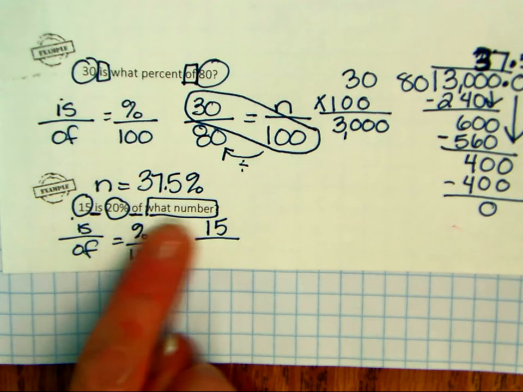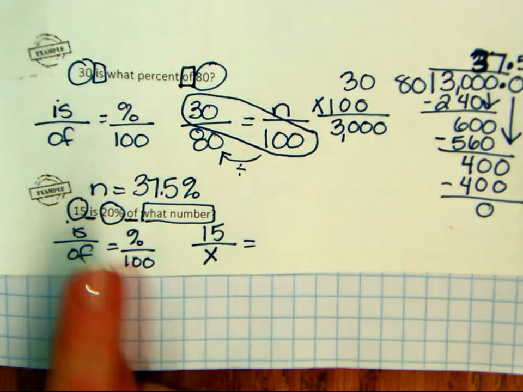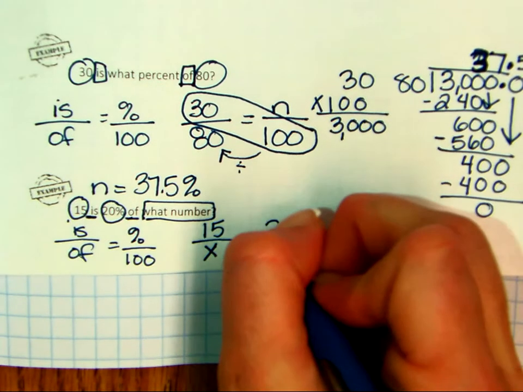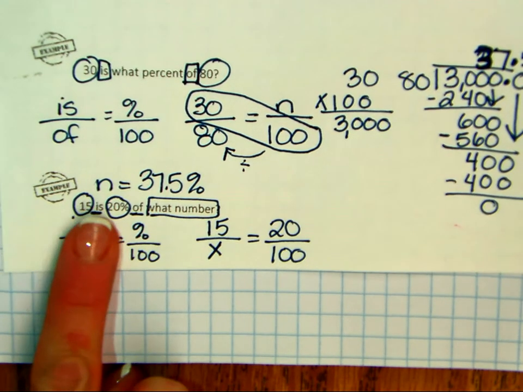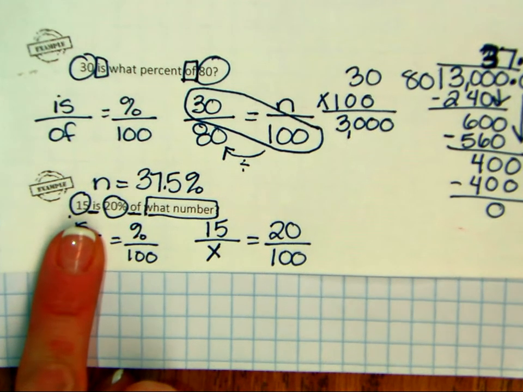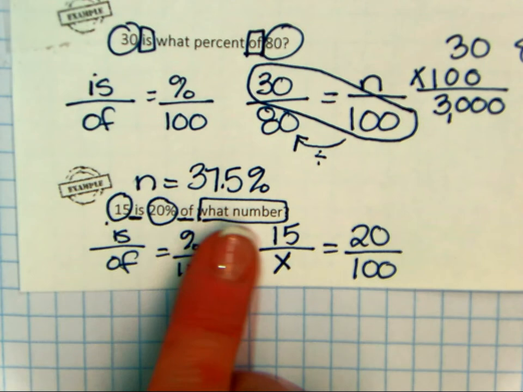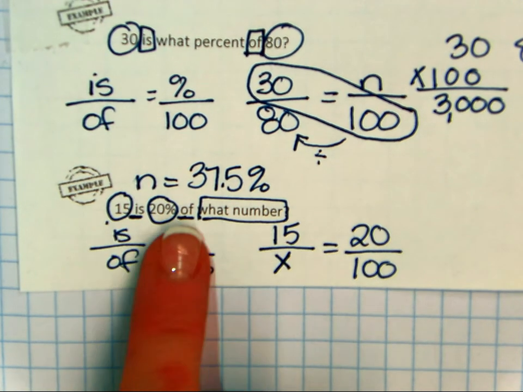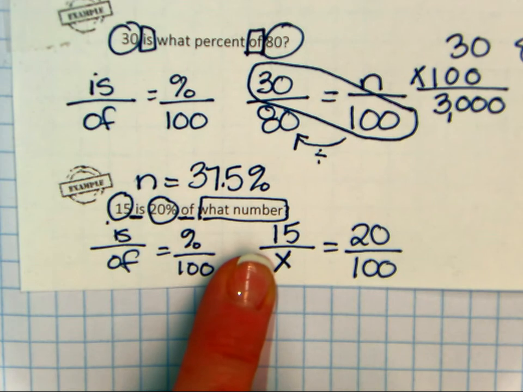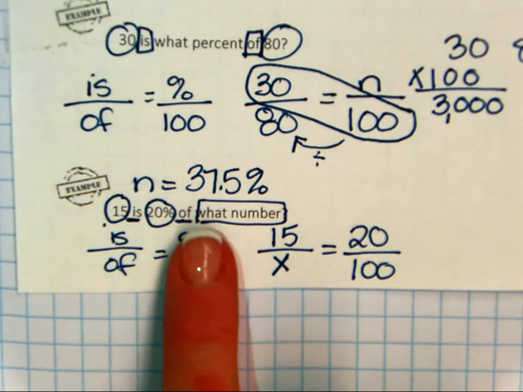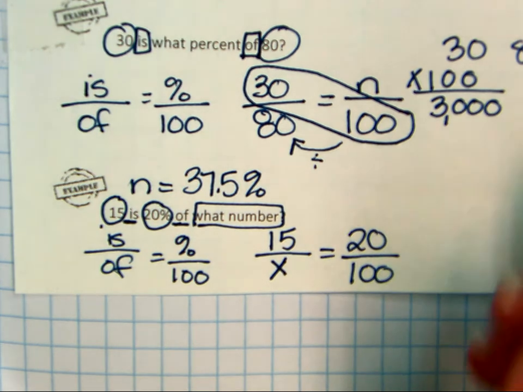It's of what number? So because I have a what number, I'm going to put in my variable, equals, but I have a percentage, 20 over my whole 100. So once again, I have an is, 15 is, so I put my 15 in there. But I don't know what the of number is. It's a variable. It's unknown. So I put a variable in there, equals 20% over 100.